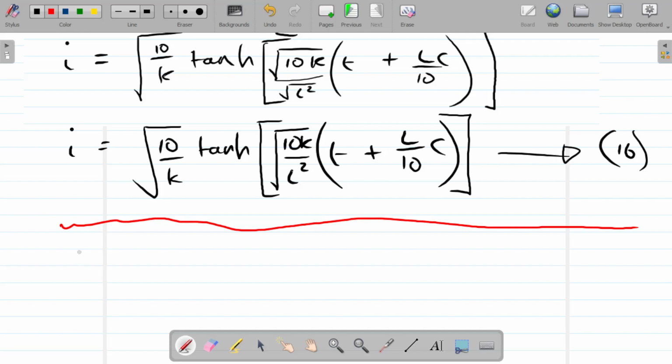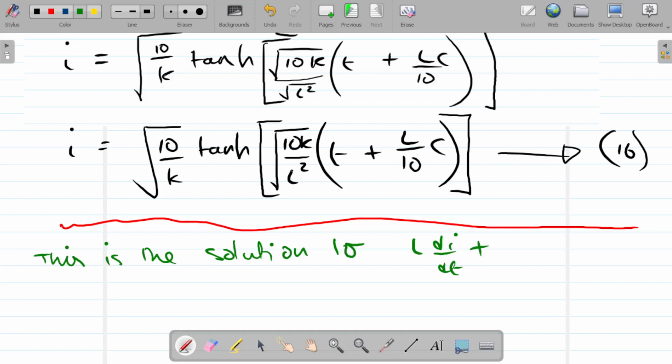and we'll just write it down, let's write it in green. This is the solution to L dI by dt plus k I squared equals 10. And there you are. That is that, as they say.